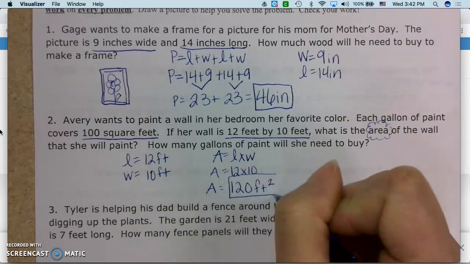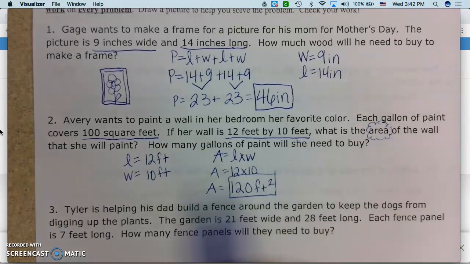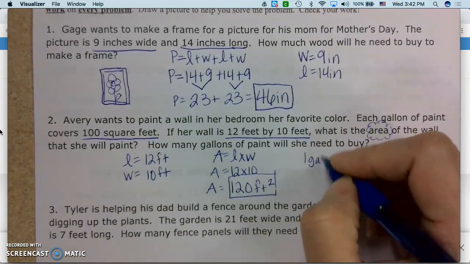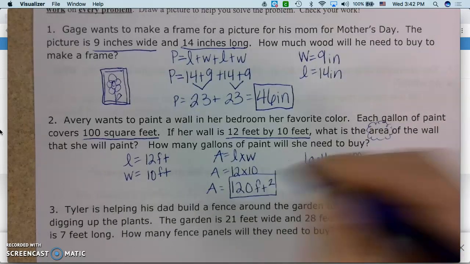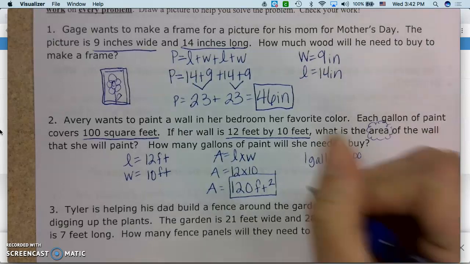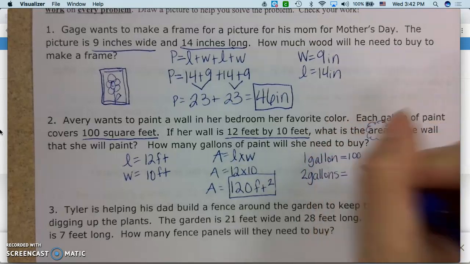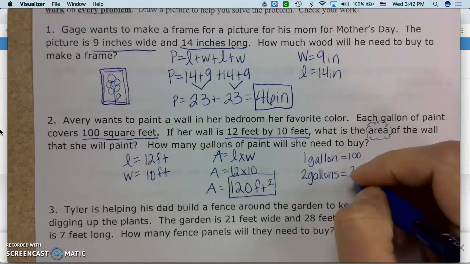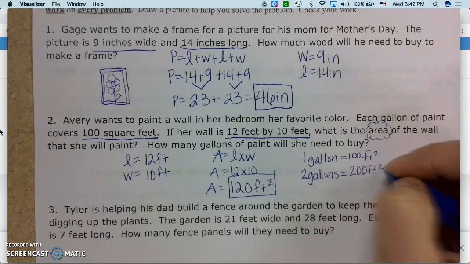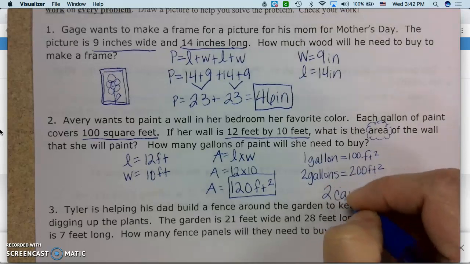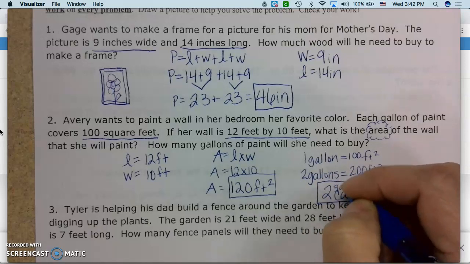Now that's only the answer to the first question. The second question says, how many gallons of paint will she need to buy? Well, we know 1 gallon covers 100 square feet. And so we need 120 square feet, so 1 gallon would not be enough. So another can would give us 2 gallons. And if 1 gallon covers 100 square feet, then 2 gallons would cover 200 square feet. 2 cans would be enough. I would have some extra, but 1 can is not enough. So she needs 2 cans or gallons of paint.